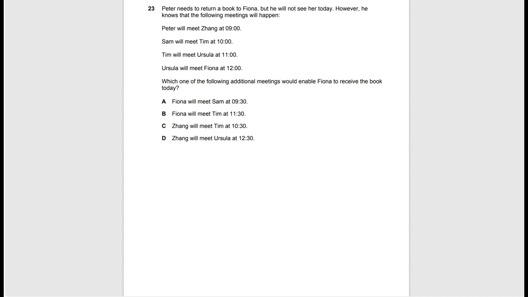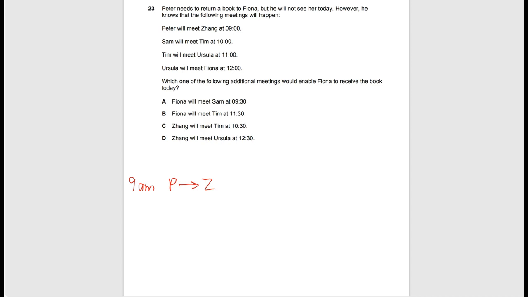We should start by drawing a diagram of who Peter meets first. So let's use this bottom space here. Peter is going to meet Z, Z for Zhang. Let's fix up that arrow. So Peter is meeting Zhang at 9. It doesn't say AM or PM, but we might just assume that's going to be 9 AM.